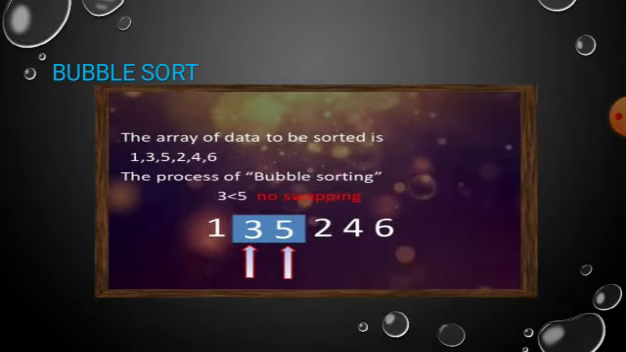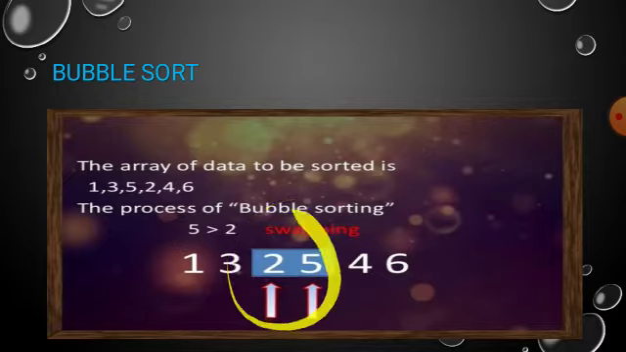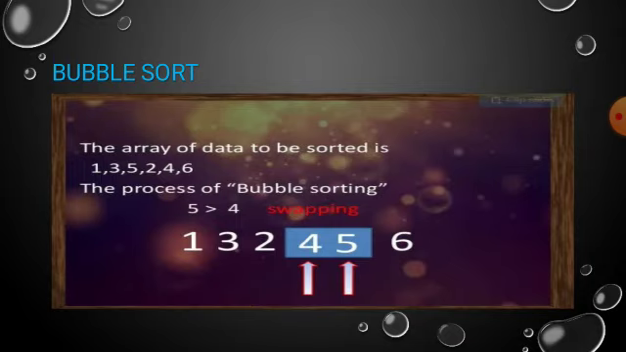Then we compare 3 and 5. 3 is less than 5, so no swapping is followed. Then we compare 5 and 2. 5 is greater than 2, so swapping of the numbers is followed here.